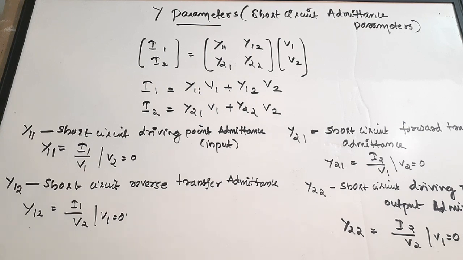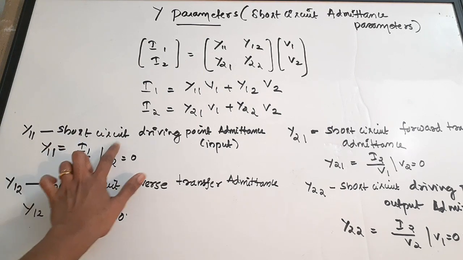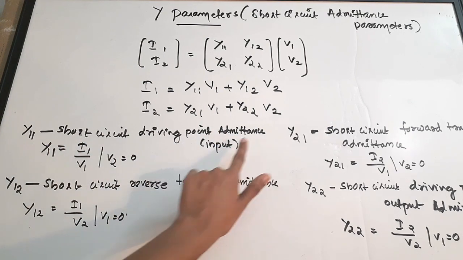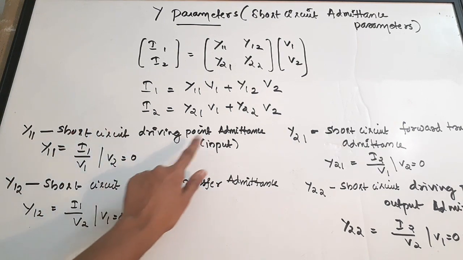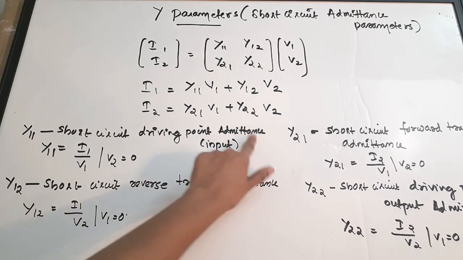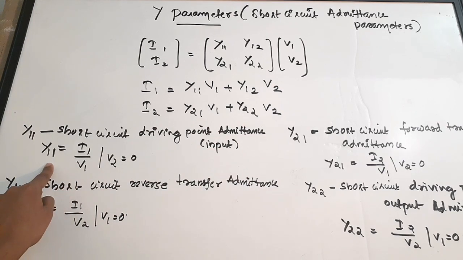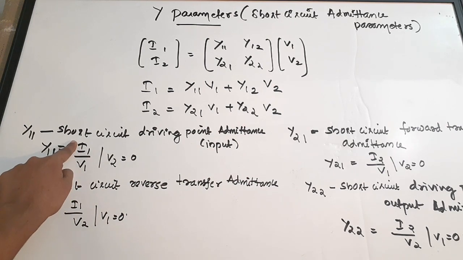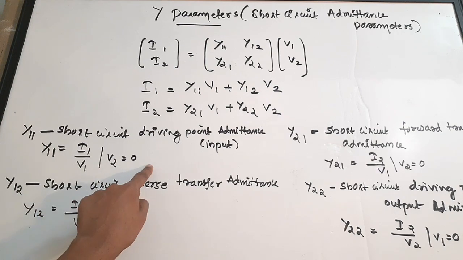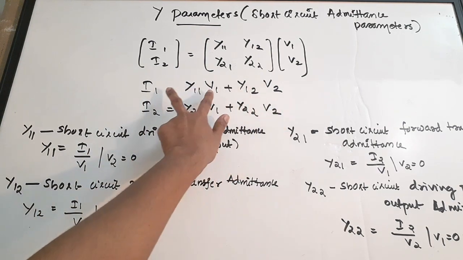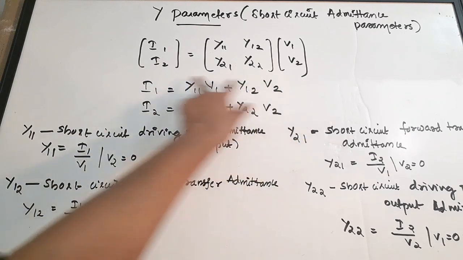Okay. So first, let us see what is Y11. Y11 is called short circuit driving point admittance for input port, or you can say short circuit driving point input admittance. That is Y11 equal to I1 by V1, where V2 is equal to 0. I hope you understood how to write this equation from this main equation.